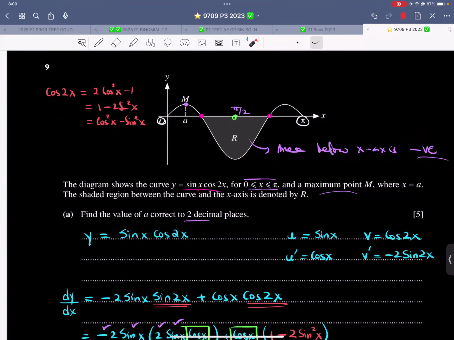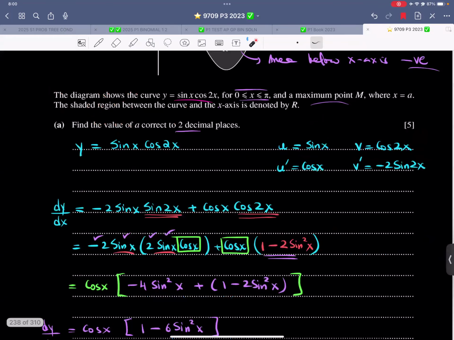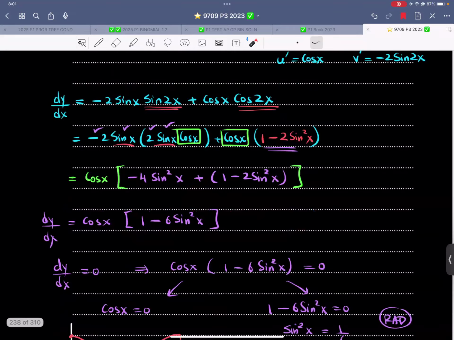So sine x cos 2x, u is sine x, u prime is cos x, v is cos 2x, v prime is negative 2 sine 2x. When you differentiate, before that, do not simplify. Once you have differentiated, then apply the double angle. So this is giving you a sine square. So I have chosen the sine square thing over here. And then I have taken cos x initially common out. We have done questions like this in class. And then this is 1 minus 6 sine square x.